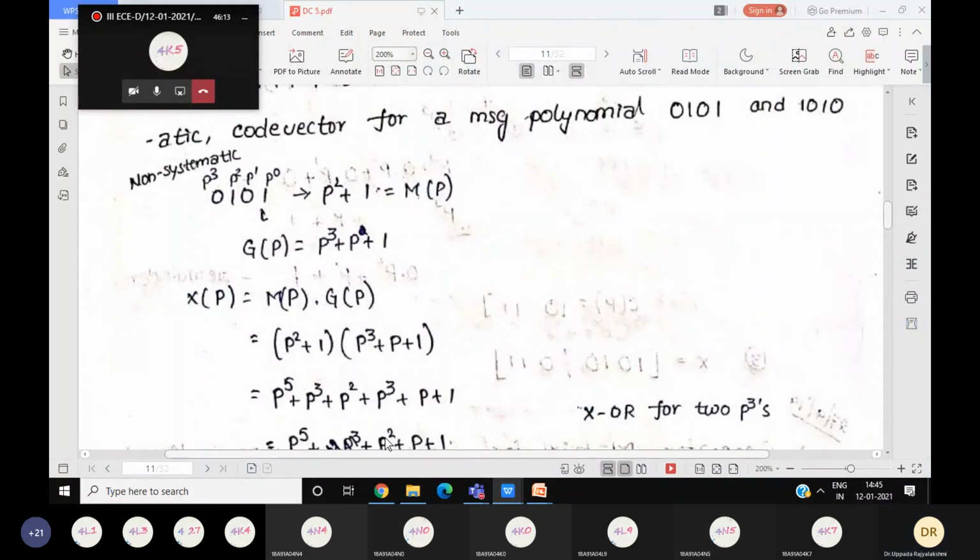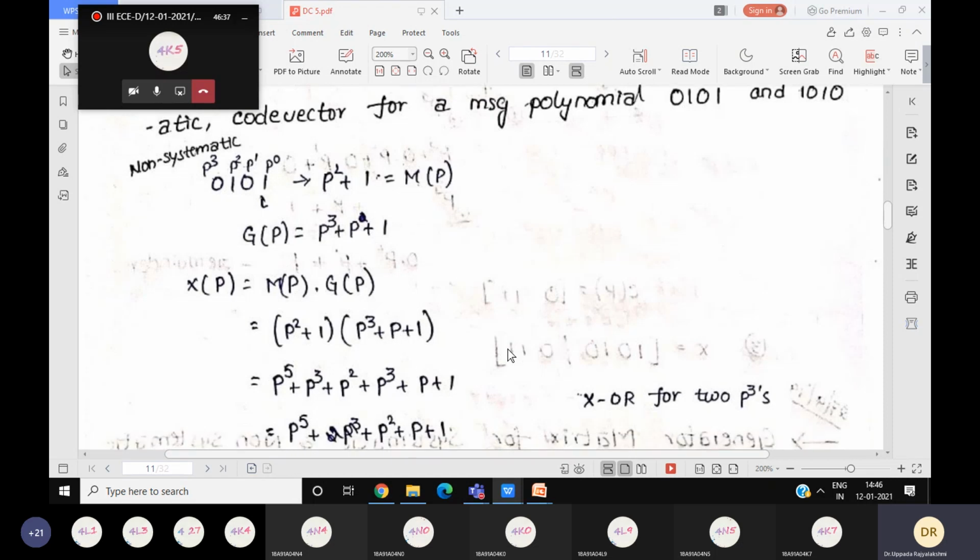Please multiply these two. That is enough. So if you multiply p square into p cube, if the base is same, powers get added. So p power 5. Next, p square into p, so it will be p cube. Next, p square into 1, so directly p square. And p cube into 1, so p cube plus p plus 1.